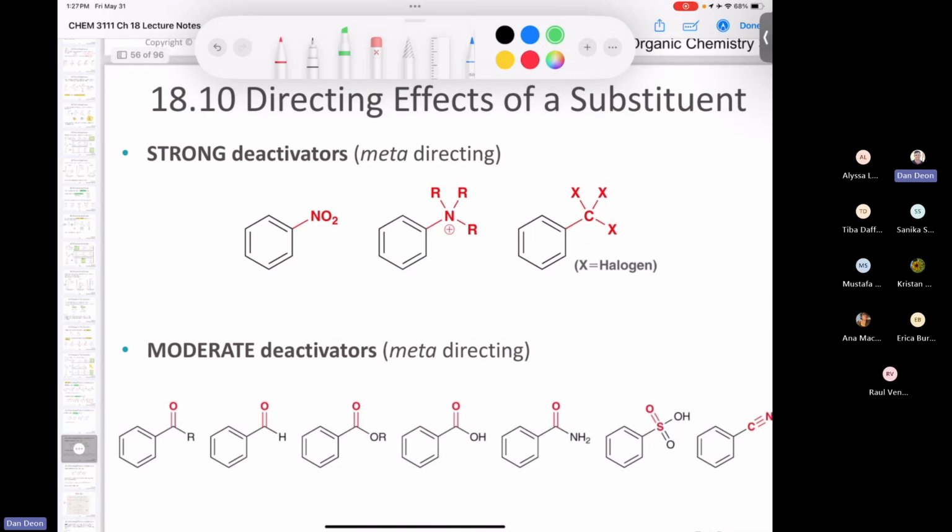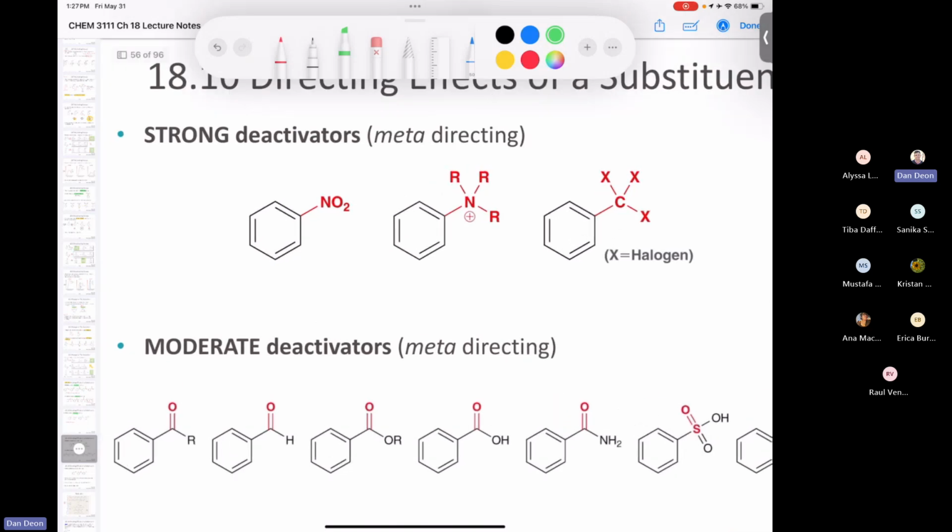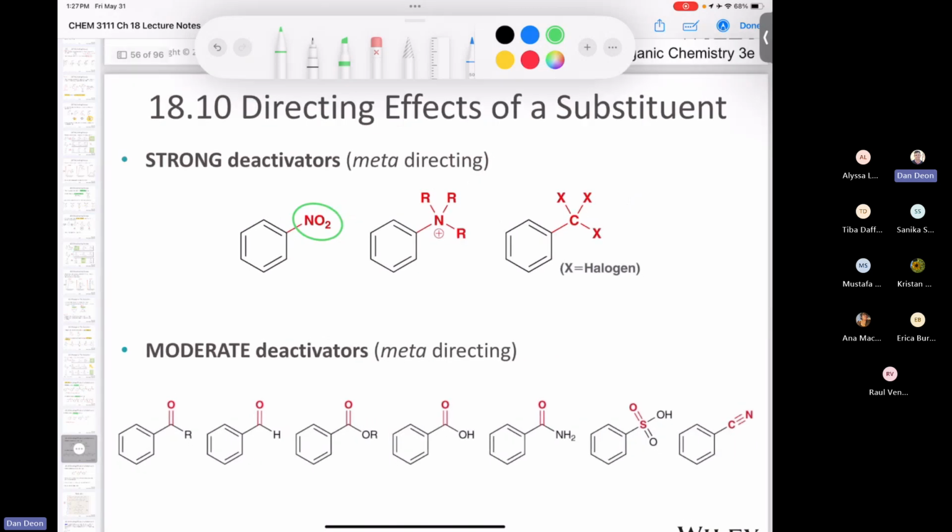The strongest deactivators, well, I told you that nitro is a very strong deactivator, and it's probably the most common one that we see. The next one is if you have some kind of anilinium ion here. So if you have some kind of nitrogen that has a positive charge because it's got 4 bonds on it. And again, we will see this show up in the class, not anytime soon, but we will see it show up.